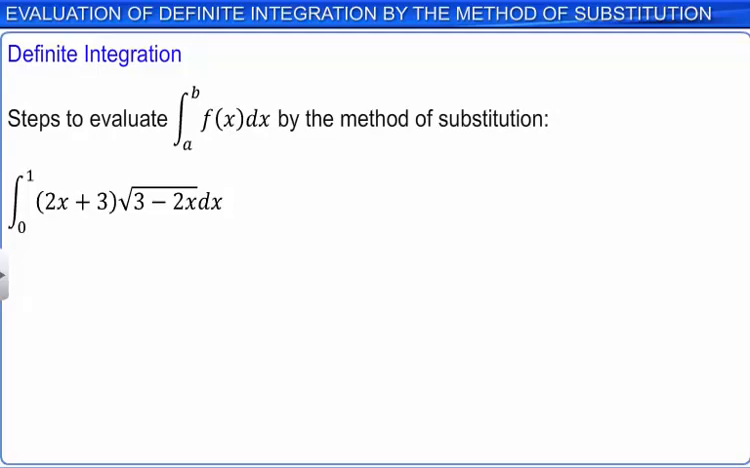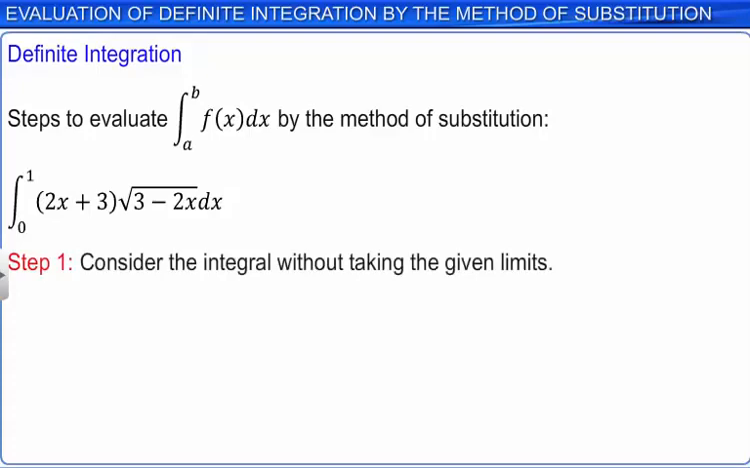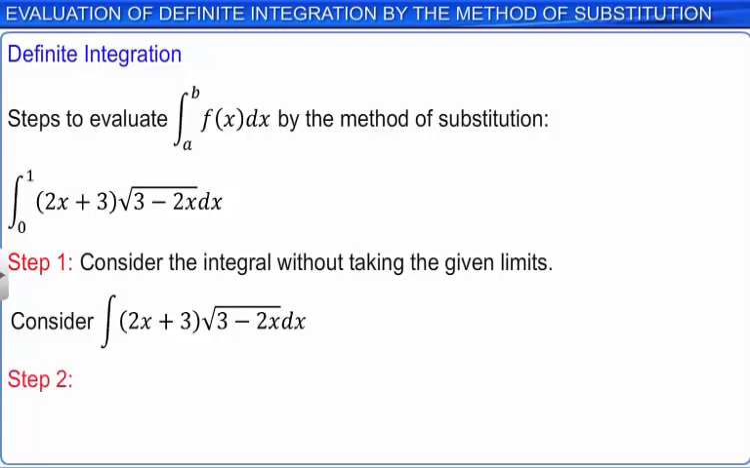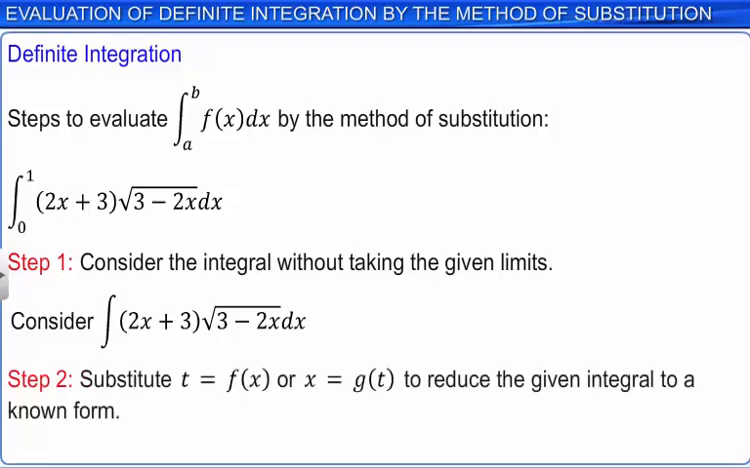The first step to solve such integrals is to consider it without considering the given limits. So, we have the integral of (2x plus 3) times square root of (3 minus 2x) dx. In the second step, substitute t is equal to f of x or x is equal to g of t to reduce the given integral to a known form.